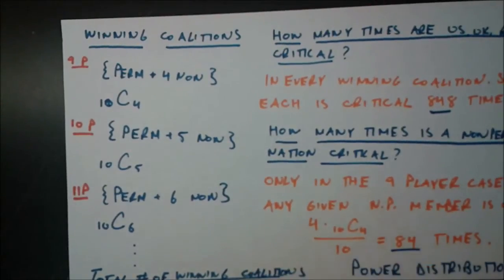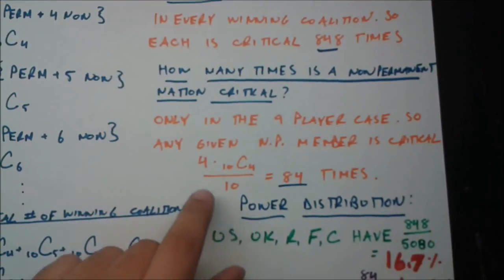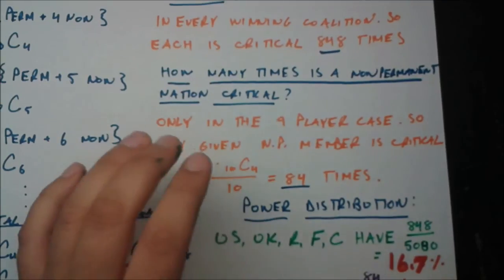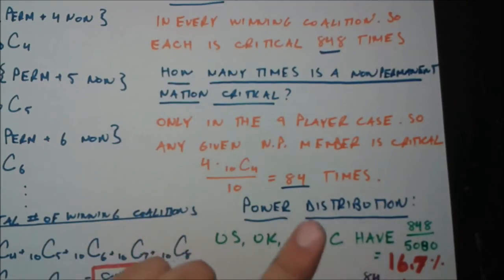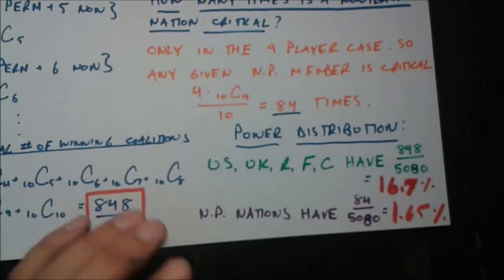So you see how their power is going down because they're only critical in one specific case. That means they're critical only 84 times. Again, we'll go over this calculation in the next video after we have a little more info. So each of them is only critical 84 times. Now all we have to do is the Banzhaf power index. We have to see what the power index of each nation is.